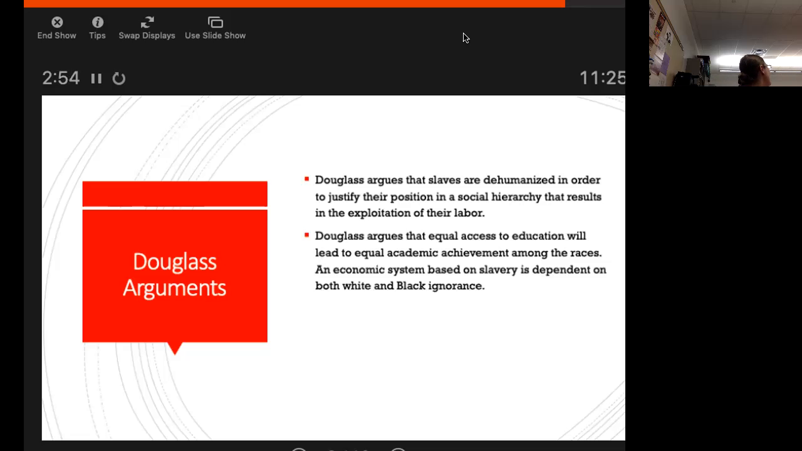Okay, let me show you mine. I say Douglas argues that equal access to education will lead to equal academic achievement among the races. An economic system based on slavery is dependent on both white and Black ignorance.